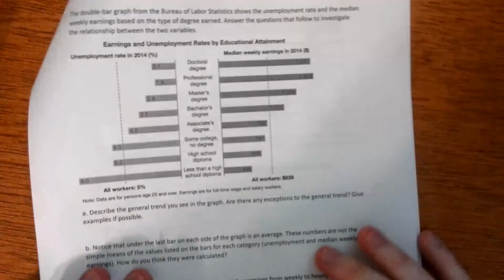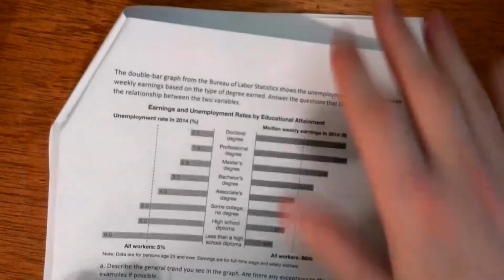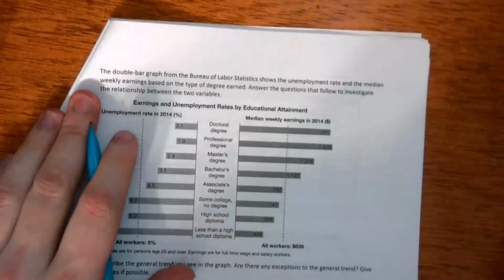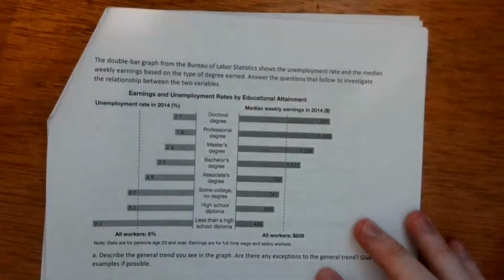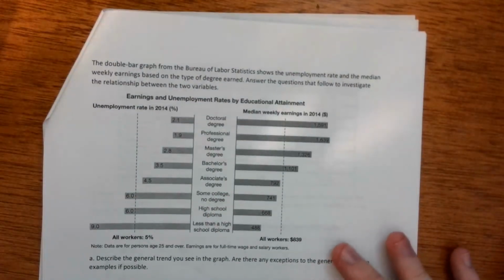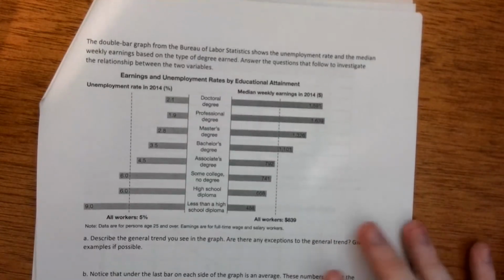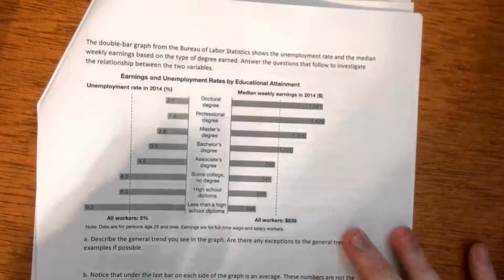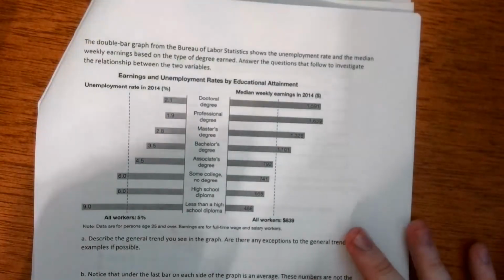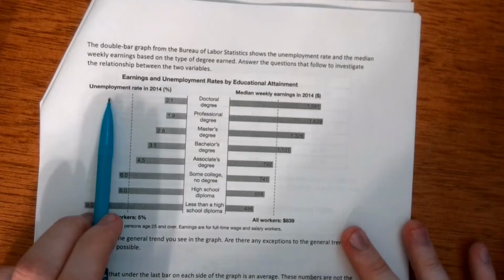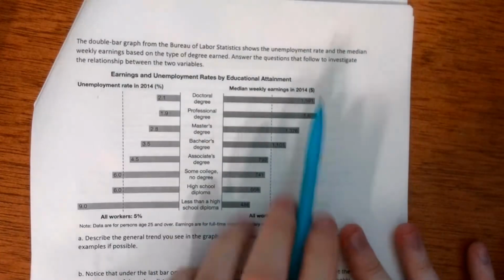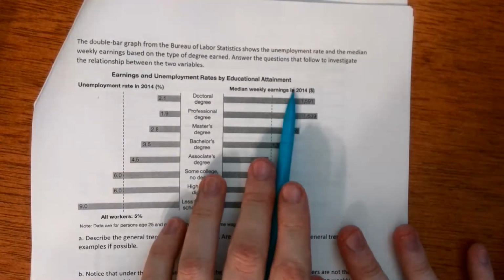So the next example I have is actually going to look at a bar graph instead of a scatter plot. It says the double bar graph from the Bureau of Labor Statistics shows unemployment rate and the median weekly earnings based on the type of degree earned. Answer the following questions that investigate the relationship between two variables. So what are my two variables here? Well, it looks like the unemployment rate is one of my variables, and the median weekly earnings could be my other variable.